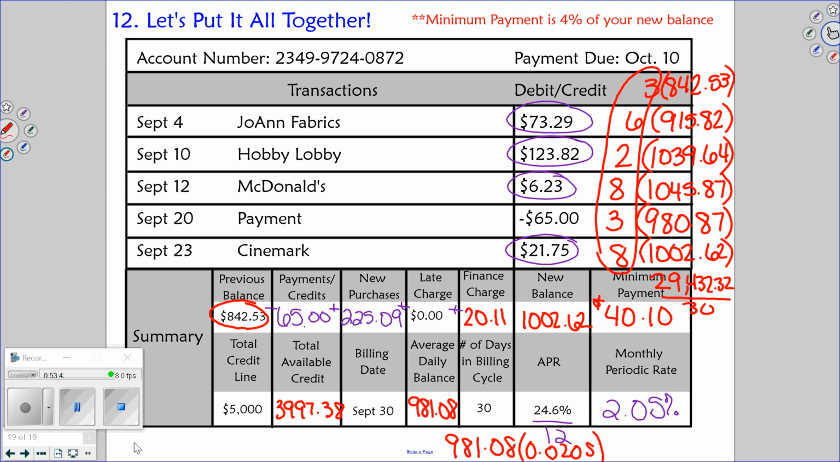All right. That's a doozy, right? So the hardest part, though, I think, about all of this is finding that average daily balance. It's being able to recognize how many days each balance sat there. Count on your fingers, okay? Don't feel bad about that. I still do it, just to make sure, okay?